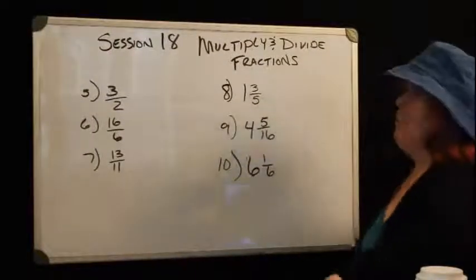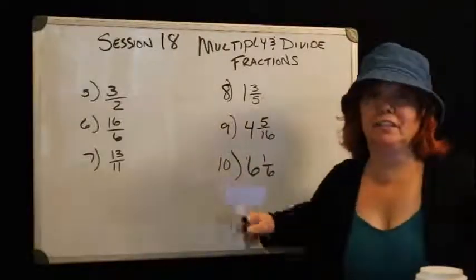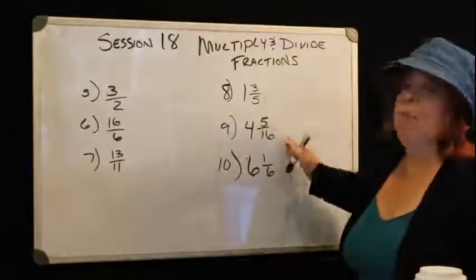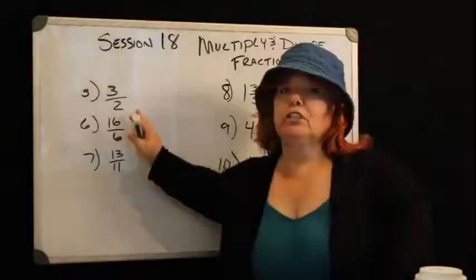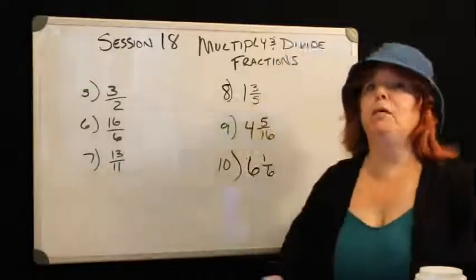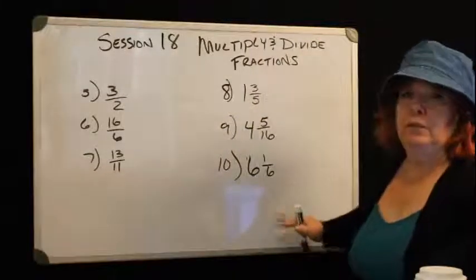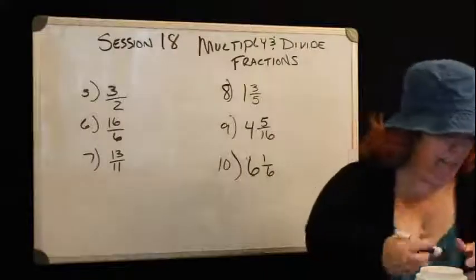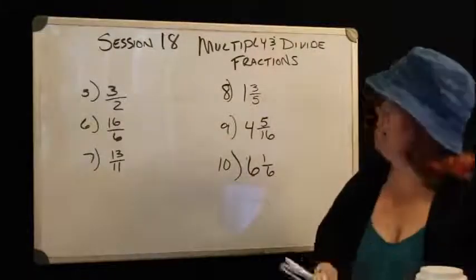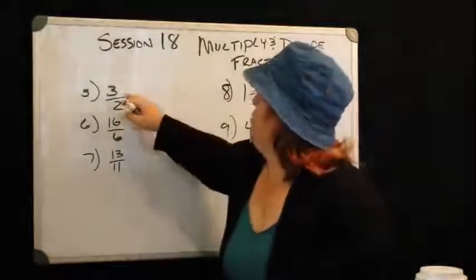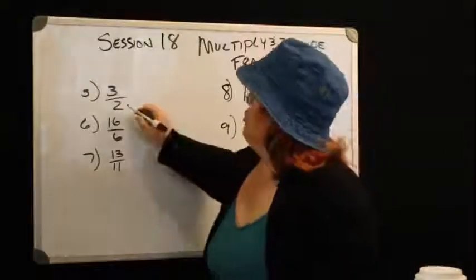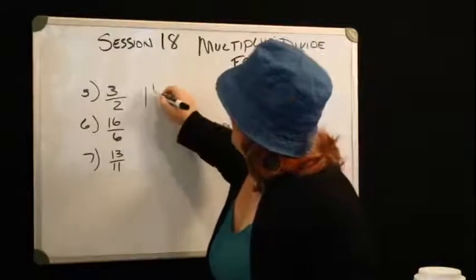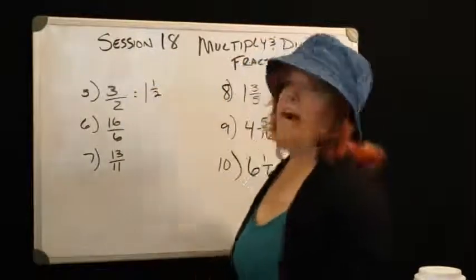All right, the next thing I wanted you to do was to convert. I have improper fractions here, and then I have mixed numbers here. So these I wanted you to convert to a mixed number, and I wanted you to convert these to an improper fraction. So let's go ahead and do that. So we have 3/2. 2 goes into 3 how many times? 1. 1 with how much left over? 1. And so that's 1.5.